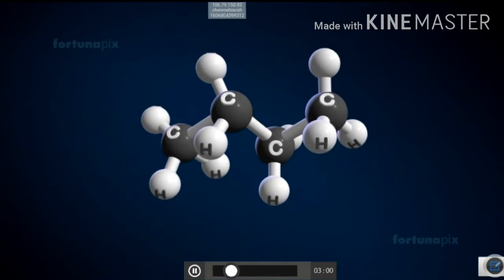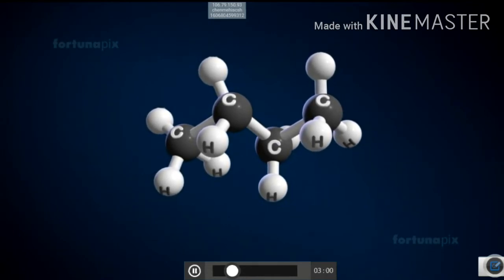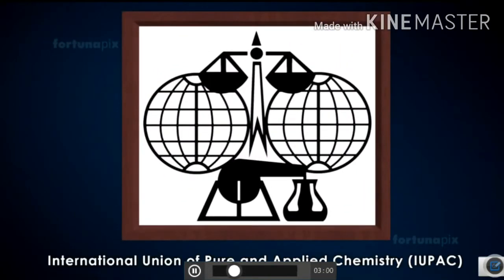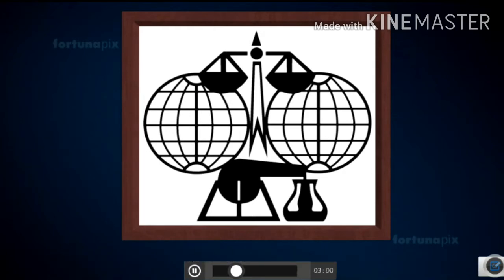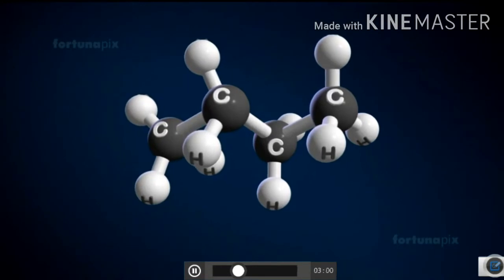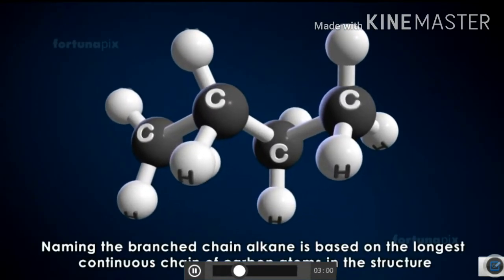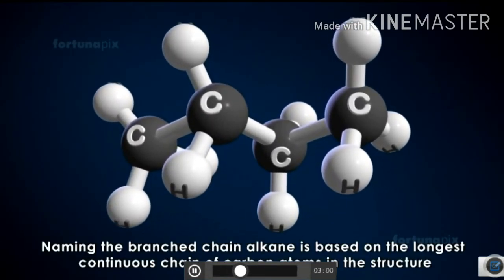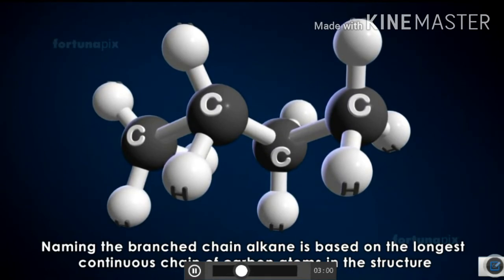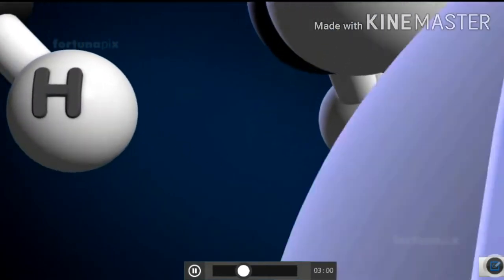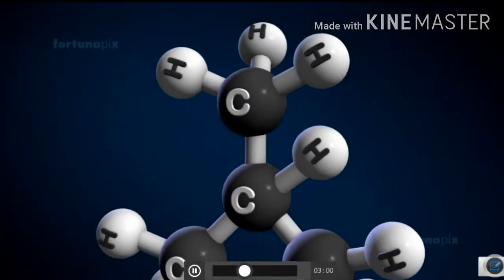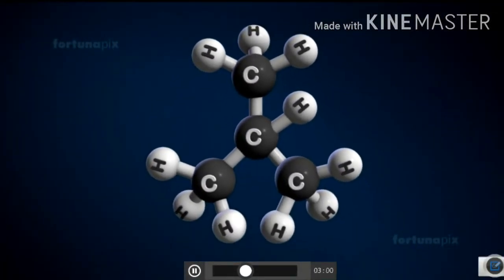Naming organic compounds is called the IUPAC system. The initials signify the International Union of Pure and Applied Chemistry, which is an international body to set standards for chemists. In the IUPAC system, naming the branched chain alkane is based on the longest continuous chain of carbon atoms in the structure. The branched chain alkanes are named according to a sequence of steps.